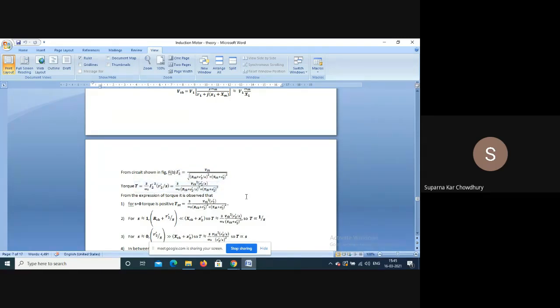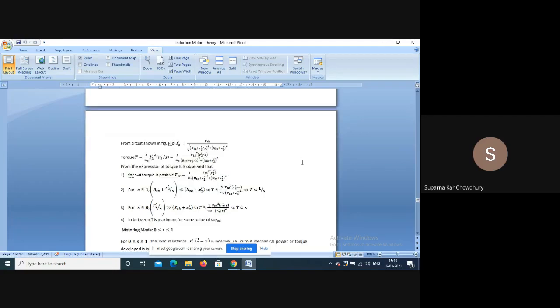If you remember, we have seen that the rotor power input was given by the rotor copper loss by S. Rotor power input divided by the synchronous speed gives you the torque. So this is the rotor power input by synchronous speed into 3, that will be the torque. If we replace I2 dashed squared in this equation, this will be 3 by omega S into V Thevenin squared into R2 dashed by S, and in the denominator the square root will go. So this is (R Thevenin plus R2 dashed by S) squared plus (X Thevenin plus X2 dashed) squared.